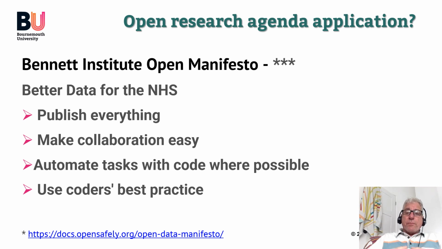Another example of how we can apply the open research agenda is through the Bennett Institute Open Manifesto. Here it has more of an NHS focus, and they're looking at ways of improving better data. Some of the key components in the way the open research agenda is applied here are that everything has the opportunity to be published. We want to encourage collaboration. We want to make that as easy as possible. And where possible, to automate tasks using code. And because it has a focus on programming, to use the coder's best practice suggestions and guidelines.